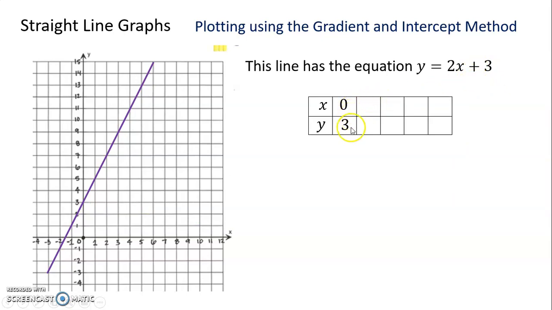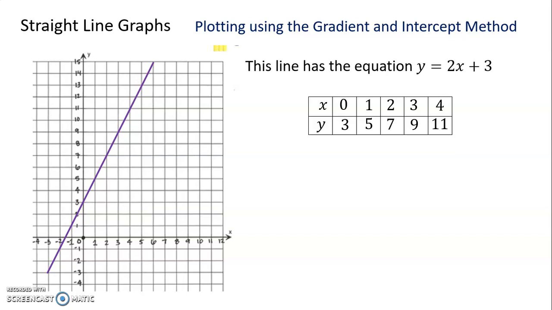Okay, so we know that the point (0, 3) lies on this line. What about when x is 1? Well, we're going to have 2 multiplied by 1 add 3, which will give us 2 plus 3, which is 5. And what about when x is 2? We'll have 2 times 2, which is 4, add 3, which is 7. And when x is 3, 2 times 3 is 6, add 3 is 9. And when x is 4, 2 times 4 is 8, add 3 is 11.